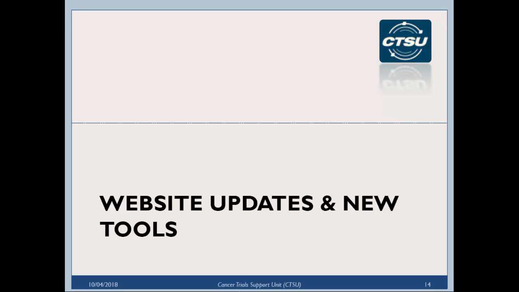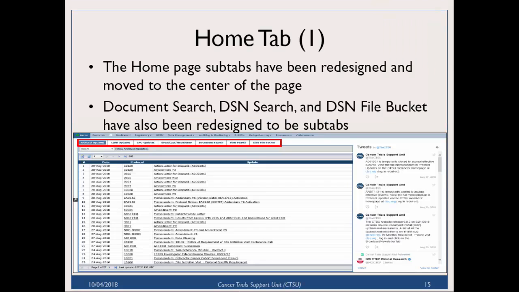Website updates and new tools. There have been a few updates made to the CTSU website. The home page subtabs have been redesigned and moved to the center of the page. Document search, DSN search, and DSN file buckets have also been redesigned to be subtabs. I know it's a little hard to see on the screenshot. A CTSU Twitter feed has been added, and the quick links tab has been removed.